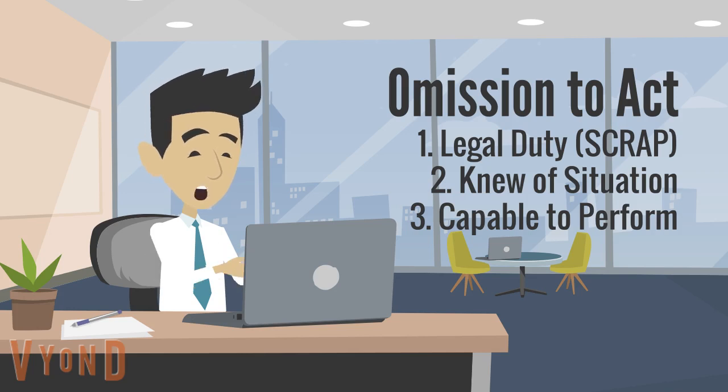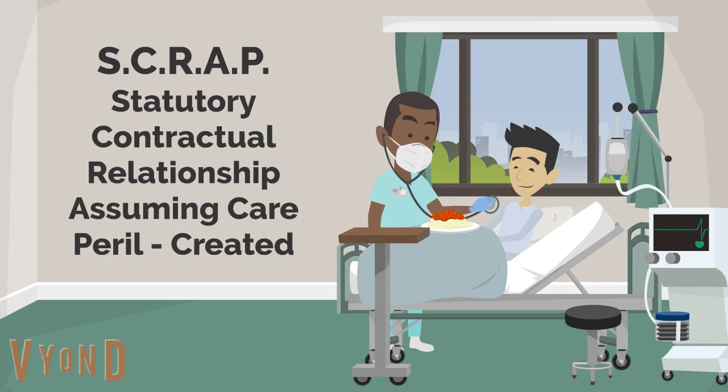The legal duty to act has many parts to it and can be remembered by the memory device, SCRAP. S stands for statute. There was a statute that required the defendant to act. C is for contract. The defendant was contractually obligated to act, such as in a babysitter or a nurse. R is for relationship. The defendant had a relationship with the victim that required them to act, such as a parent-child relationship.